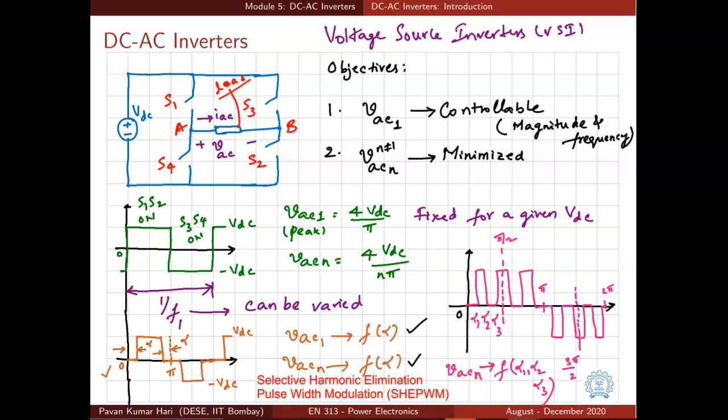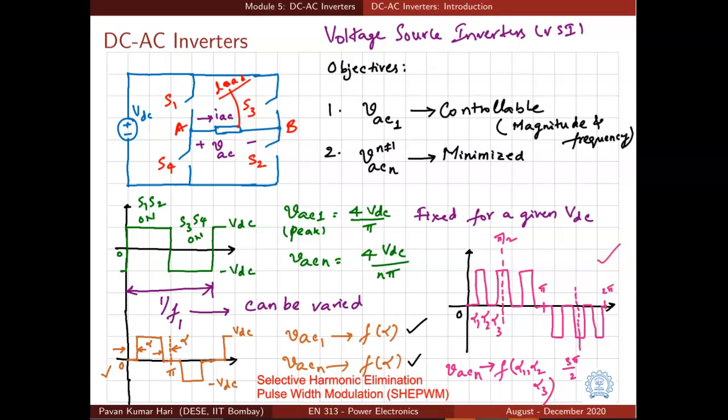Let us go one step further. We introduce more instants which are defined by the user. Instants of switching, turning on, turning off. For example, alpha 1, alpha 2, alpha 3 in this kind of waveform, third waveform. And of course, we have to place the switching instants in such a way that we maintain half-wave symmetry and also quarter-wave symmetry if desirable.